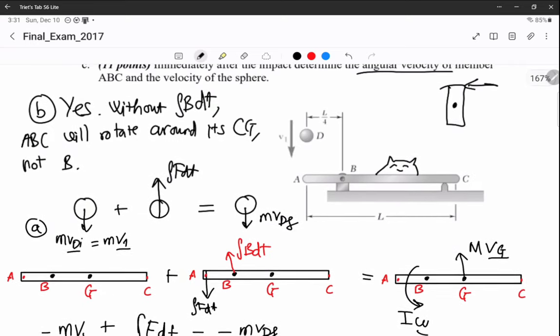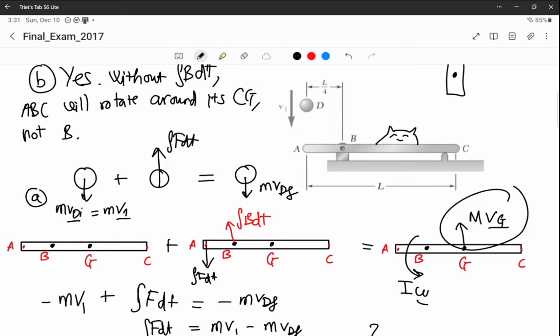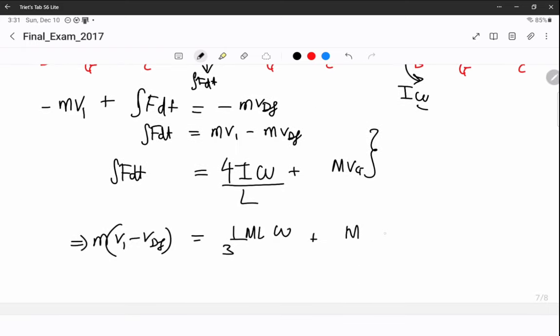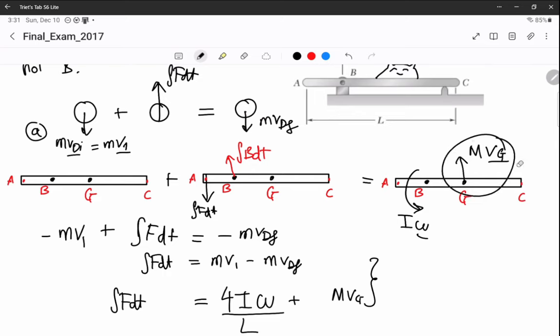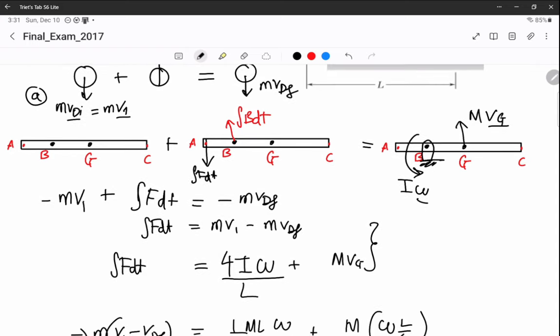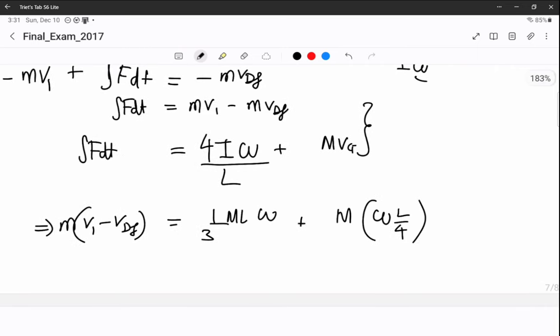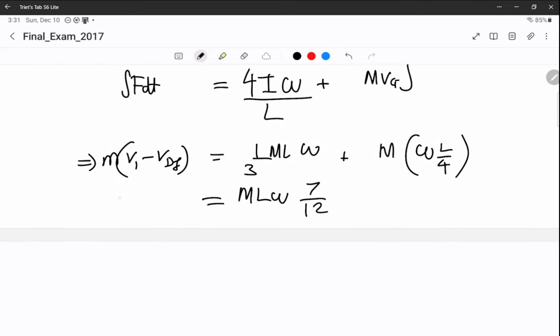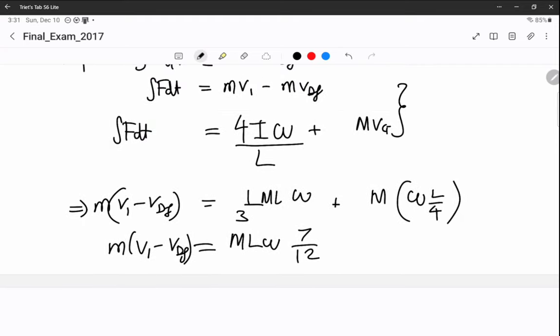And here we have VG, which you can relate to omega. So VG is similarly omega times L over 4, the VG right here, and it's a fixed point at B. So VG is just omega times the distance BG, and BG is L over 4. Now that we have this, it's going to be ML omega on both sides. Then 1 over 3 plus 1 over 4, which becomes 3 times 4 is 12, so that's going to be 7 over 12. MV1 minus VDF. Okay, that's one equation.